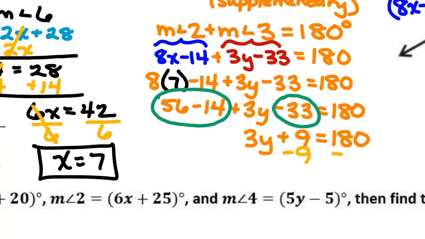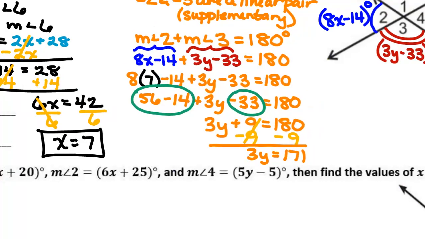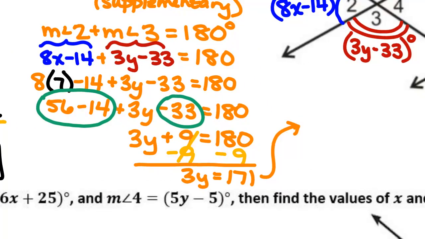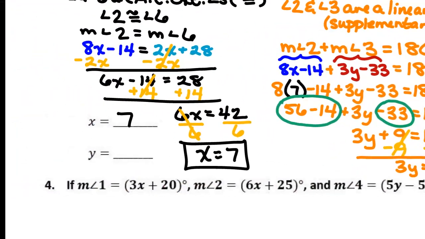And then I'm minus 9 from both sides. What is 180 minus 9? 171. Bring my work over here now. 3y equals 171. Then we divide both sides by 3. What is 171 divided by 3? 57. So x is 7 and y is 57.